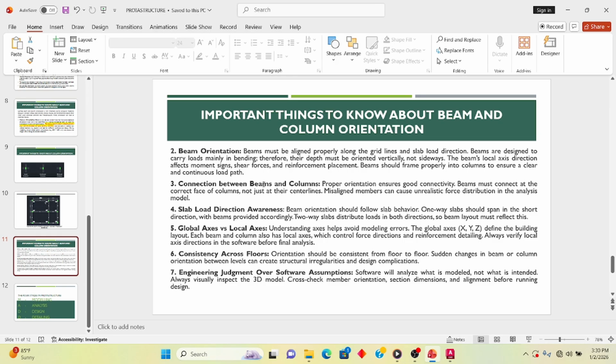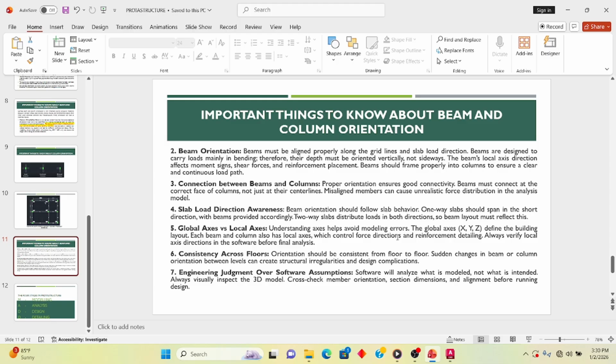Having talked about column orientation, we'll now go into beam orientation. In your beam orientation, you must orient your beam in such a way that the depth is oriented vertically. It cannot be sideways. That means it cannot be in a horizontal form. No, it's no longer a beam. It is the vertical depth of a beam that makes it a beam. So beams must have their depth oriented vertically. And the beam must be framed properly into columns.